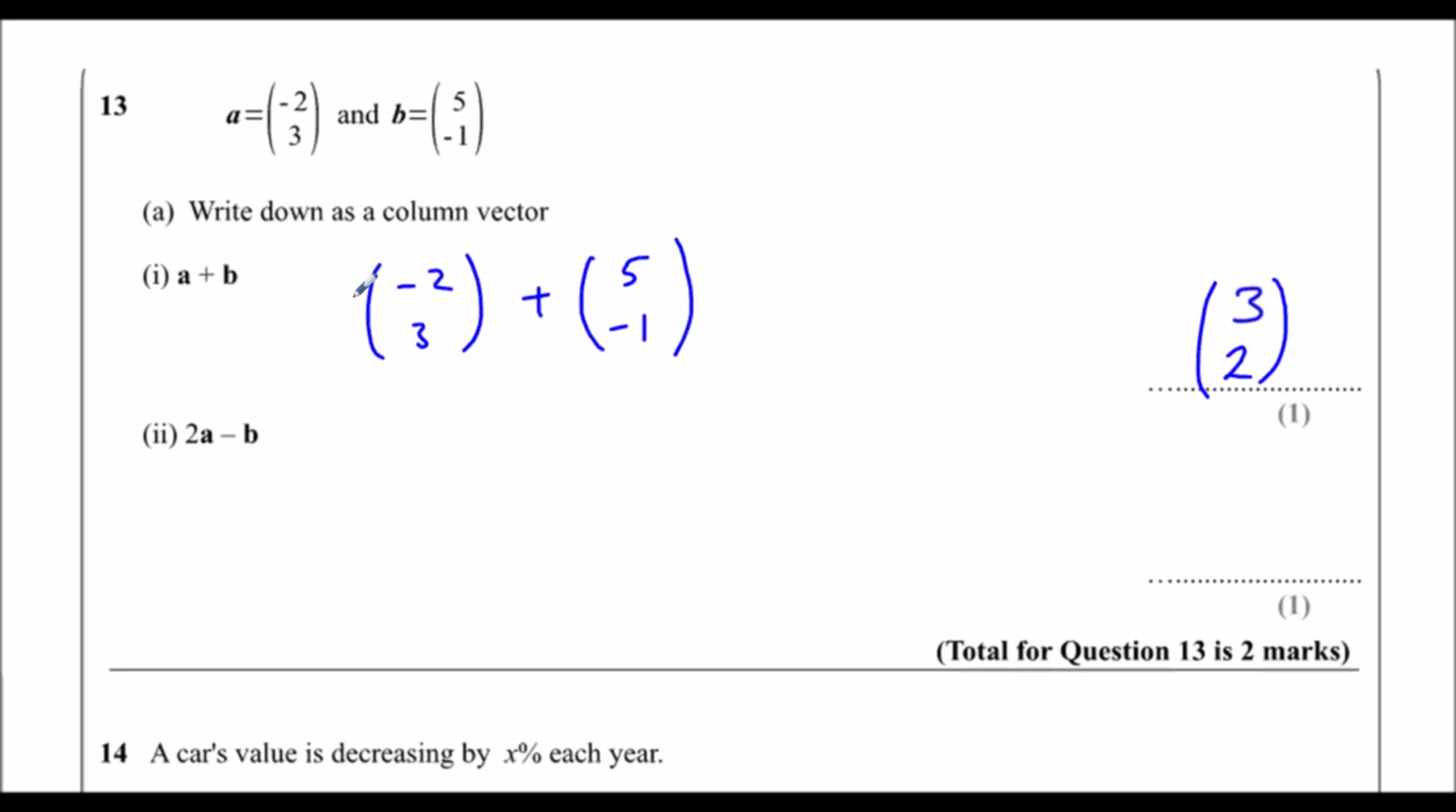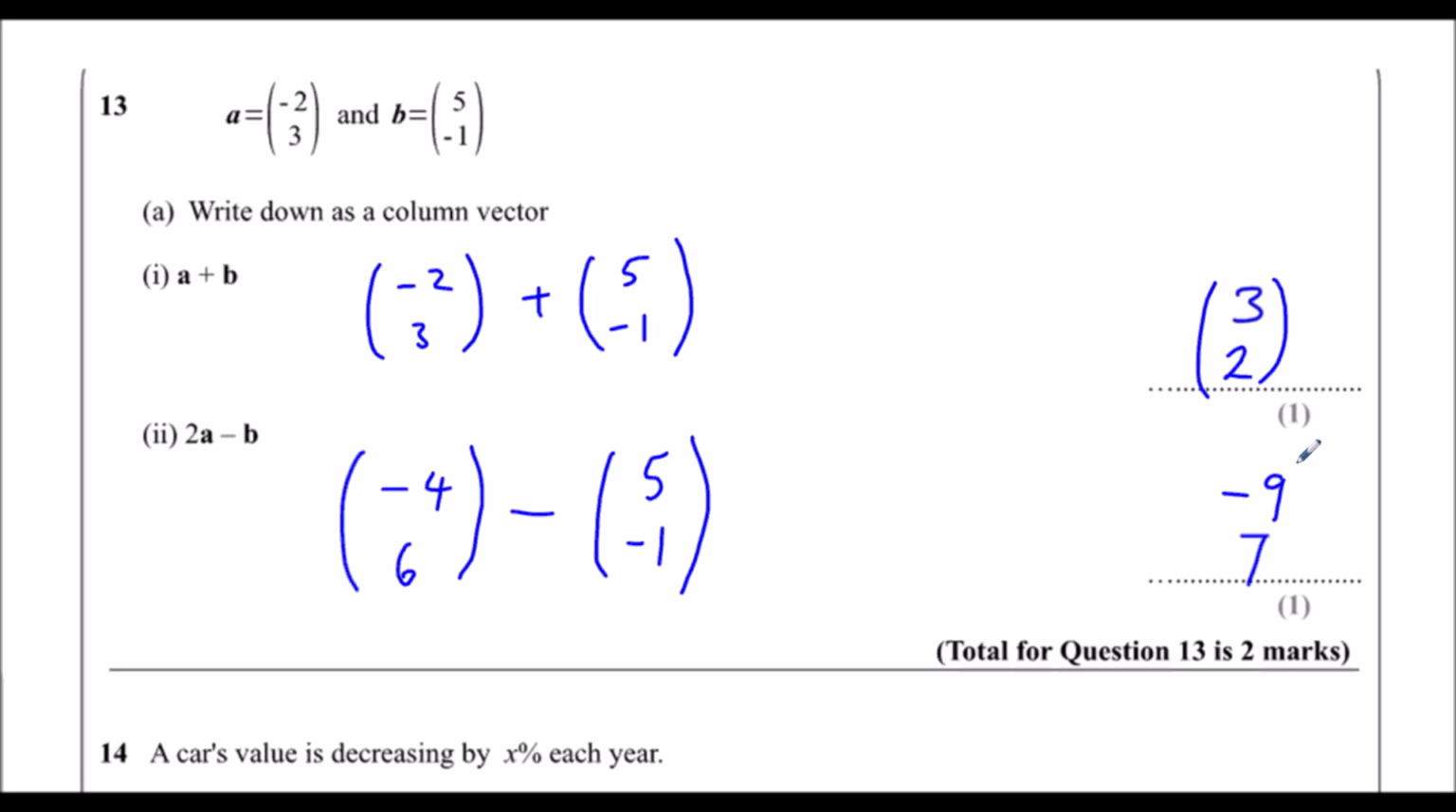2a minus b, so we do a twice and then we take away b. So if I double a, this will be 2a, negative 4, 6, and we're taking away b. So negative 4 take away 5 is negative 9, and 6 take away a negative 1. When we take away a negative, we add. So 6 plus 1 is 7.